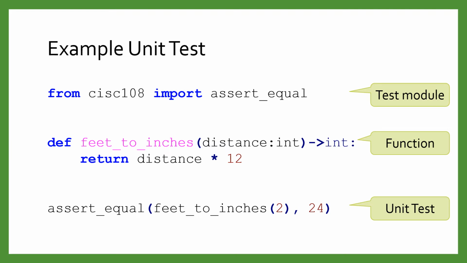For example, consider this function that converts feet to inches. Above, the function call is a special statement that imports, or makes available, the assert equal function from the test module. We use this function on the line below to write our unit test. We call feet to inches and pass in 2, and assert that we expect a result of 24.